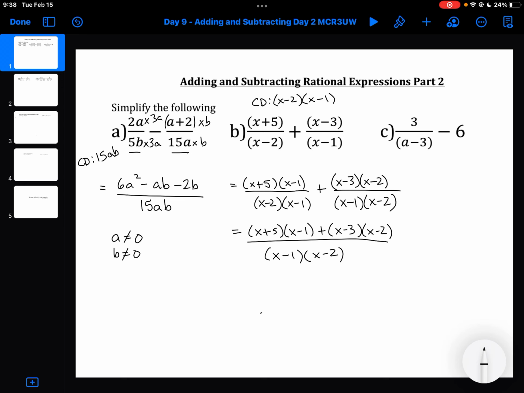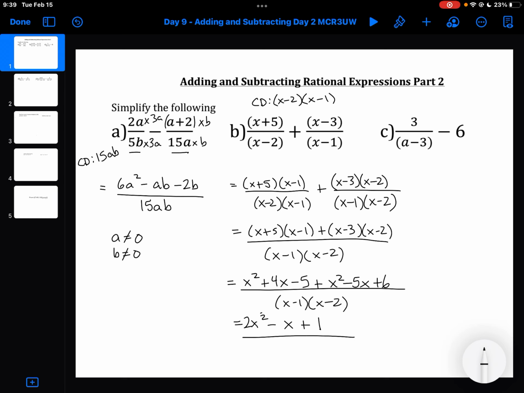I should simplify my numerator a little bit by expanding and collecting like terms. So I'm going to get x squared plus 4x minus 5. And then on the right part, I've got x squared minus 2x minus 3x would give me minus 5x plus 6 all over x minus 1, x minus 2. And then I'm going to collect like terms, which gives me x squared minus x. And then, minus 5 plus 6 is plus 1. Oh, and I've got 2x squared here.